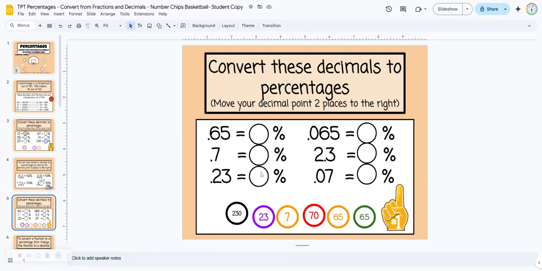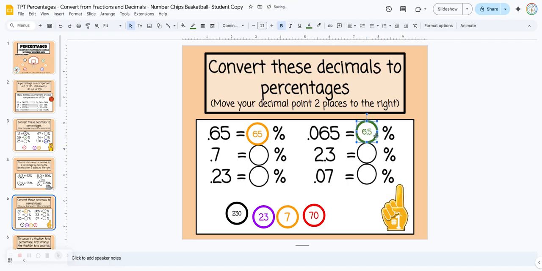So the next slide, students are going to be moving the decimal point 2 places to the right. So this one would be 65%. And this one's 6.5% if they move that decimal point 2 places to the right. This one would be 70% because they have to add a 0. And then this one, 7%, and so on.